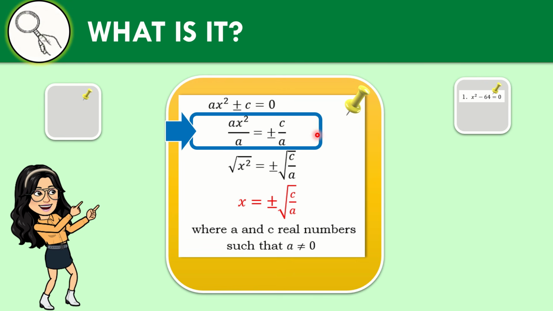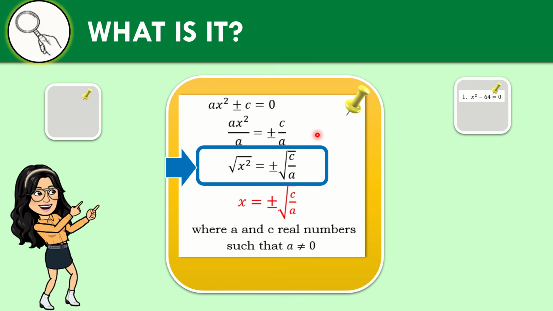Okay, good. Now the next step here is, since we are left with x squared, we need to find the value of x alone. Are you following? Now to do that, we need to get the square root in both the left side and the right side to get the value of x. So that will be our next step.